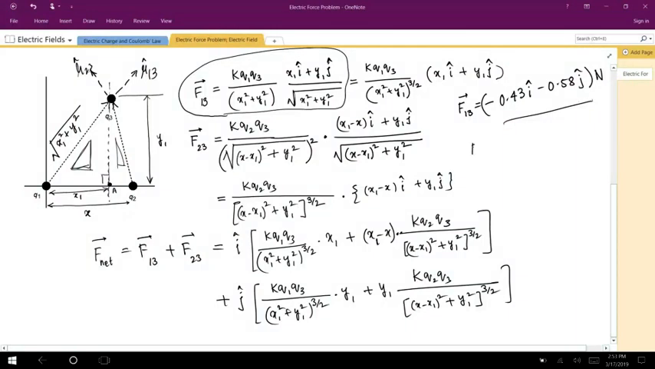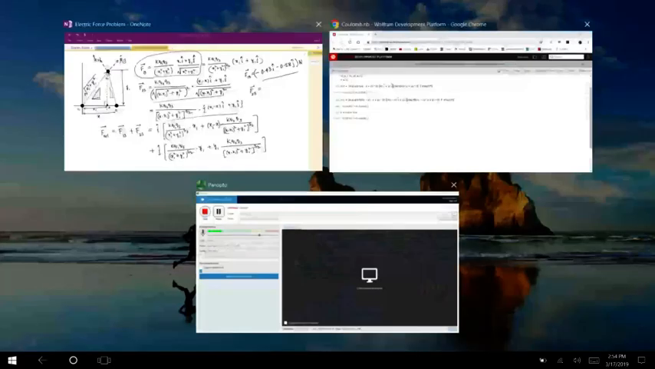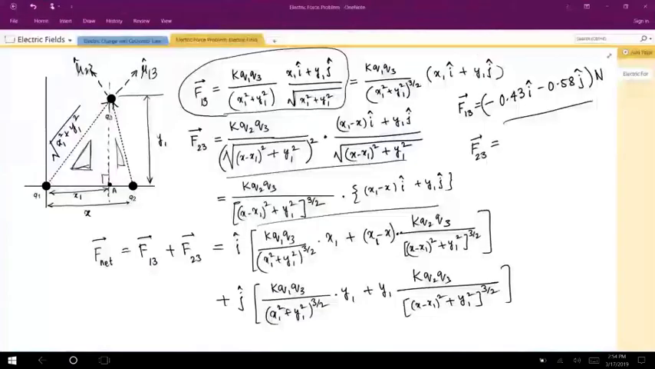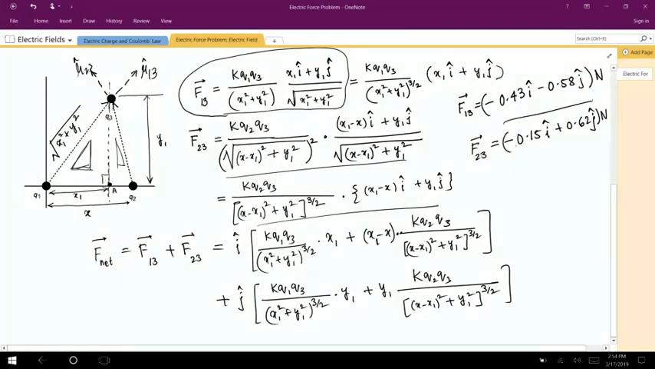Now let's look at the F23 vector. Again, we're going to use the second formula over here, either that one or that one, whichever one you like. You can plug it into a computational software like I've done over here. And then you find that the result is negative 0.15 plus 0.62. Okay, so let's write that. So negative 0.15 i hat plus 0.62 j hat. And again, the units are newtons. Don't forget the units.